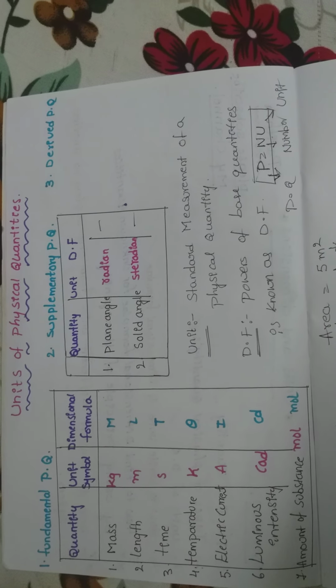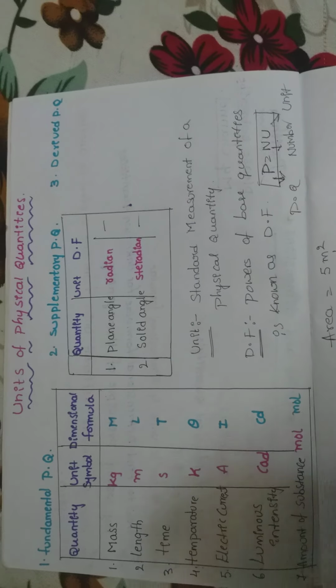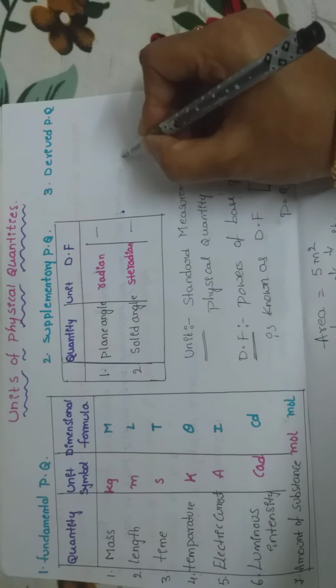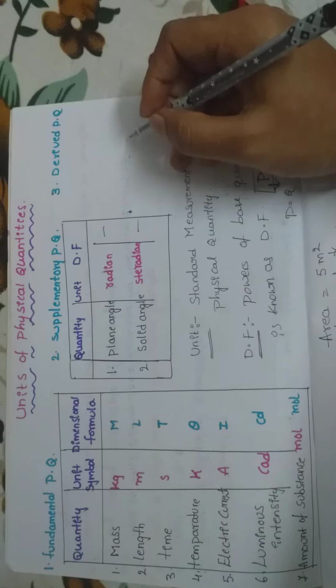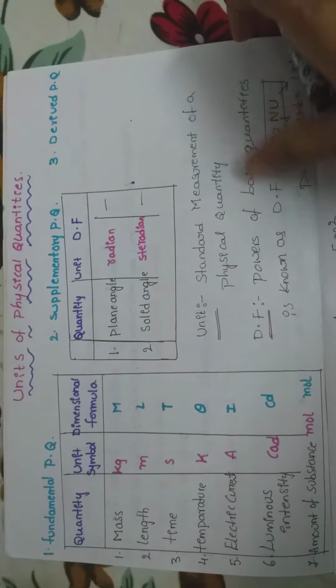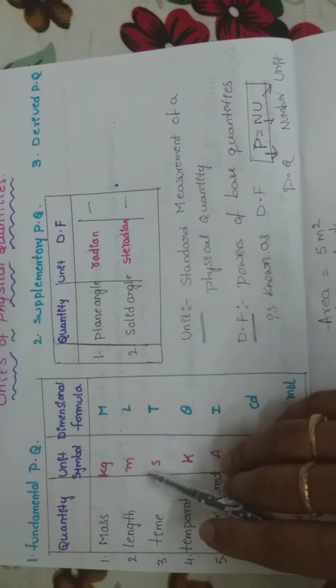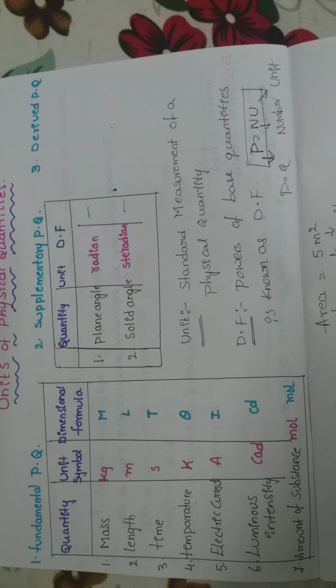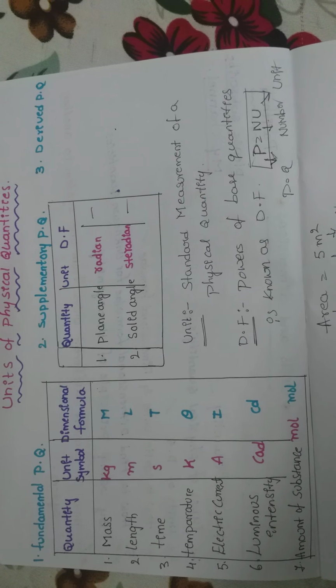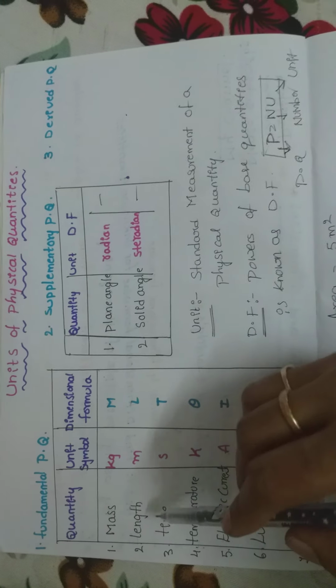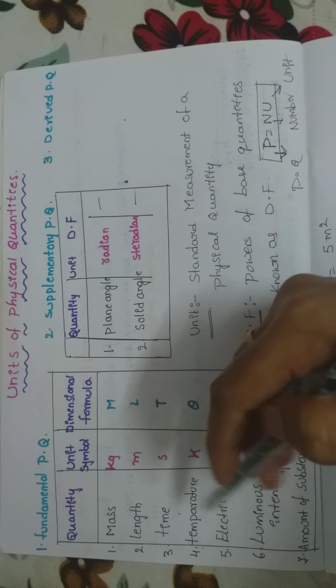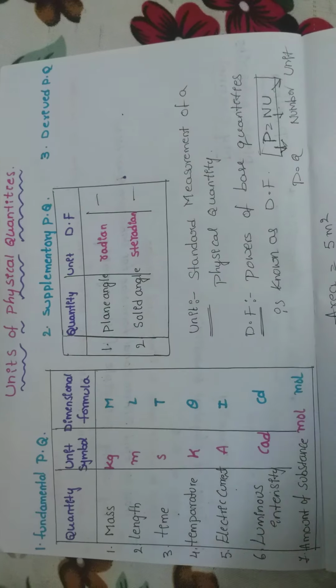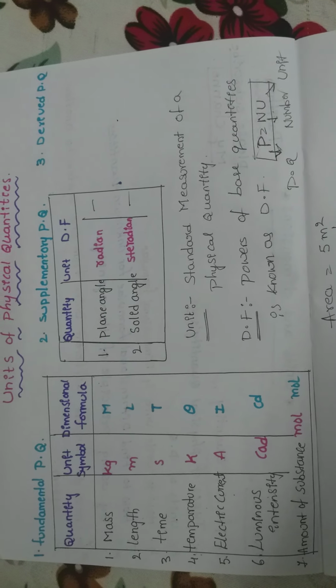Now we are going to discuss the different units for fundamental physical quantities, supplementary physical quantities and derived ones. Here I put some empty space. Why? I'll explain. Okay, let's see. First thing is fundamental physical quantity. So already we know that we have 7 fundamental physical quantities: mass, length, time, temperature, electric current, luminous intensity and amount of substance, right?